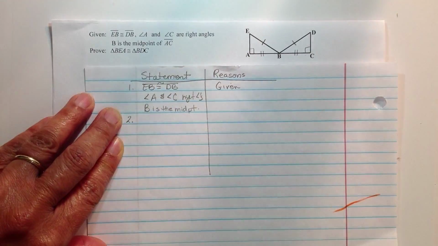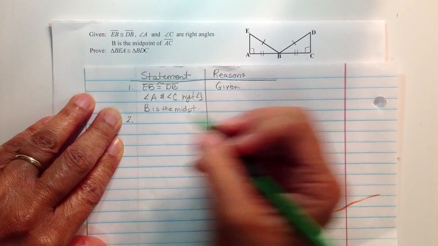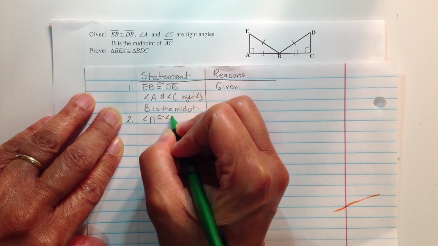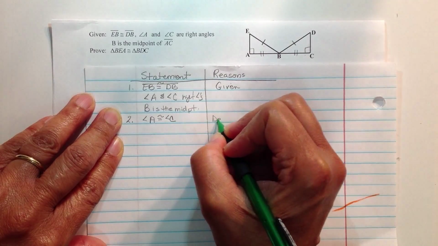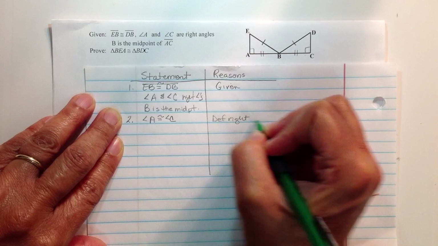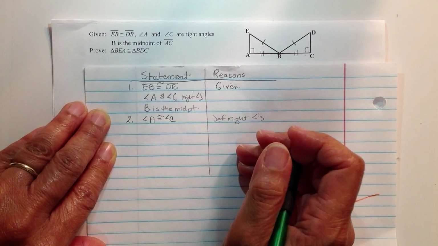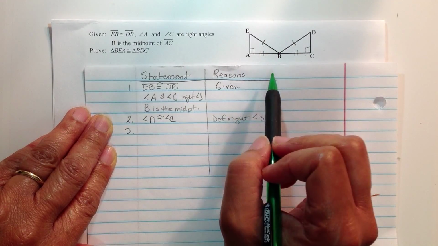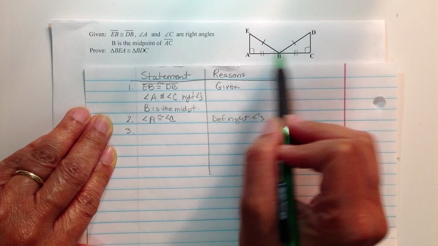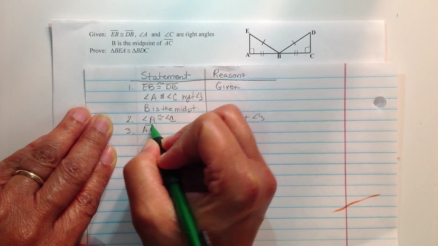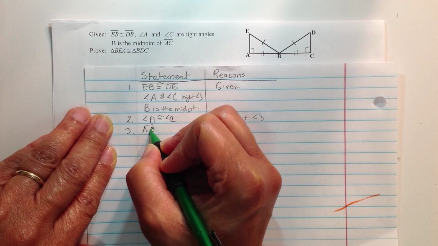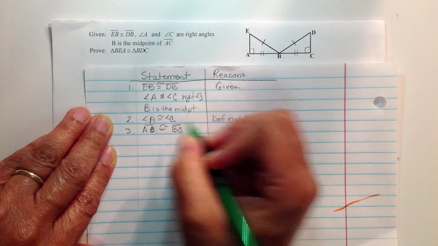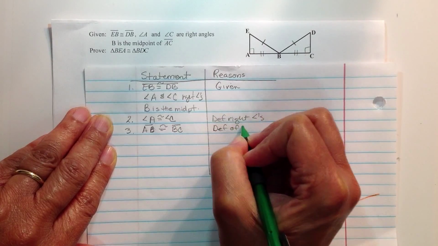Then in step 2, I'm going to go on and say that angle A must be congruent to angle C. Why? Kind of the definition of right angles, right? All right angles are congruent. And then step 3, I'm going to add that since B is the midpoint, AB, I should say, is congruent to BC. And that's the definition of a midpoint.